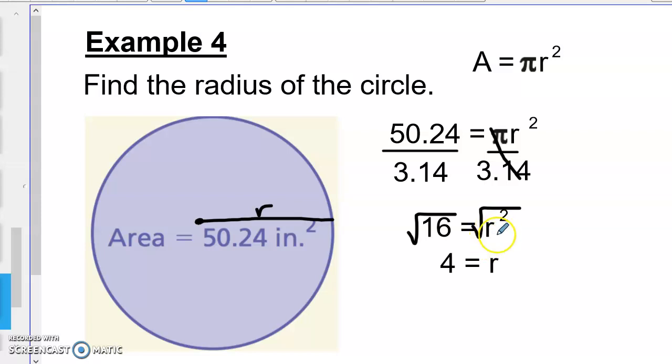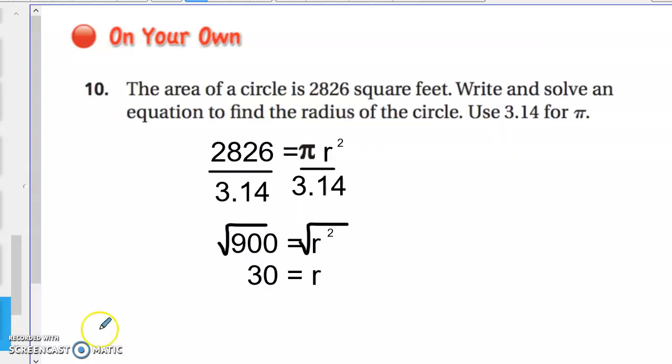So then to undo this squaring, I just have to square root both sides of the number. So the square root of 16 then would be 4, and that is what the radius equals. And then of course I could check my answer by doing 3.14 times 4 squared, and it should take me back to 50.24 as long as you use 3.14 for pi.